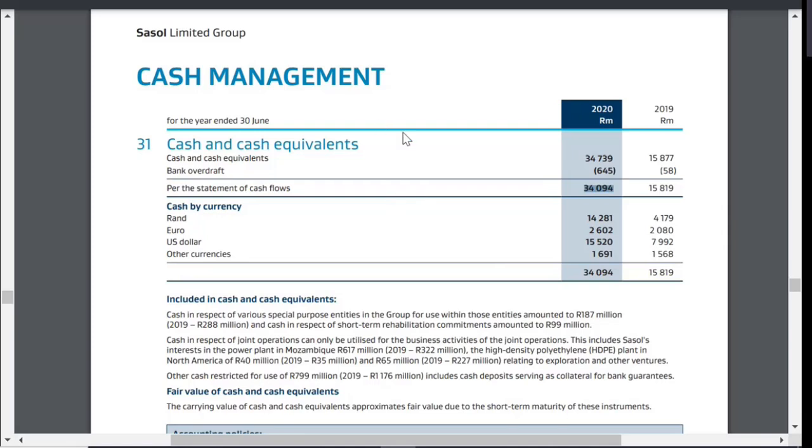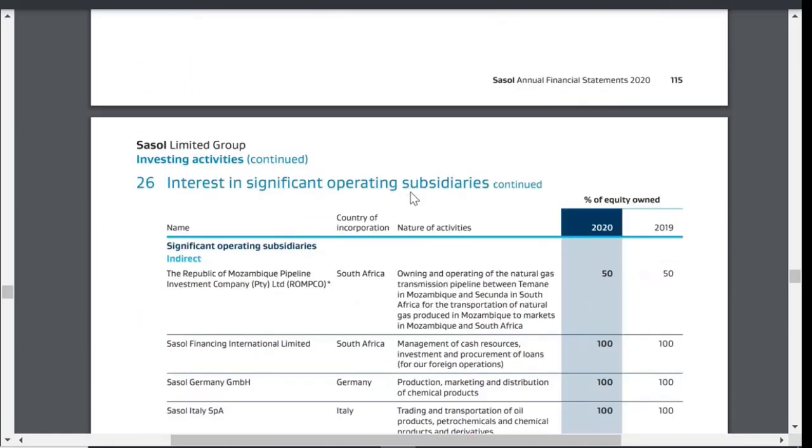Yes. So basically, this is an example of the annual financial statements of a company. As at June, the financial year end, this is the cash that Sasol had as at the 30th of June.